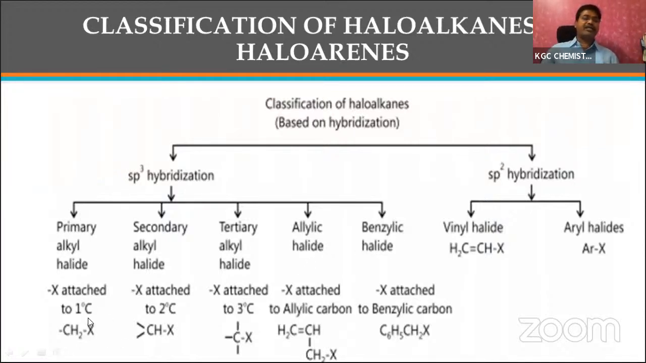In primary alkyl halide, you know that the halogen is attached to the primary carbon atom. Whereas in secondary alkyl halide, the halogen is attached to the secondary carbon atom like this. And in the tertiary alkyl halide, the halogen is attached to the tertiary carbon atom. See, what is allylic carbon?